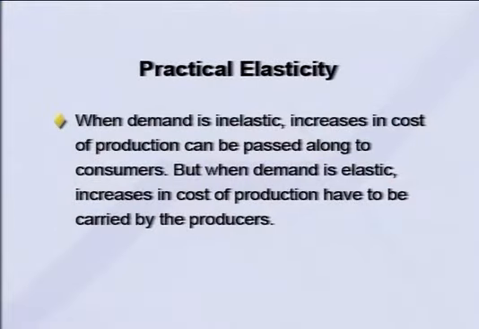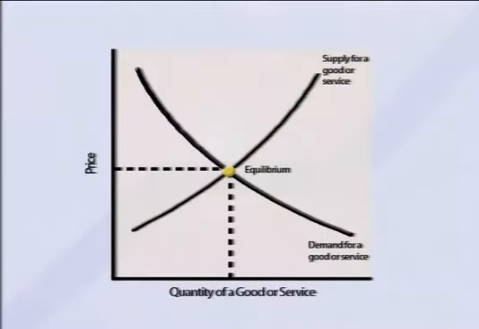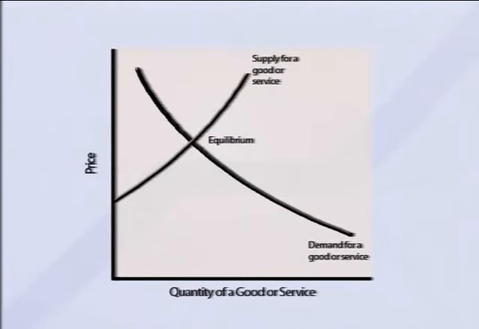Let's try one more lesson. When demand is inelastic, increases in the cost of production can be passed along to consumers. But when demand is elastic, then increases in the cost of production have to be carried by the producers. Now, think about what this means for a moment. Again, we need to unpack some terminology here. Remember, an increase in the price of an input makes supply shift back, it makes it decrease. So the new equilibrium will have higher prices and lower output.